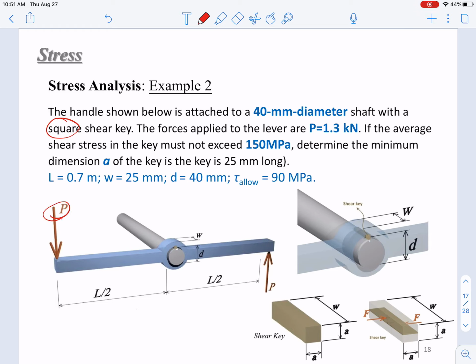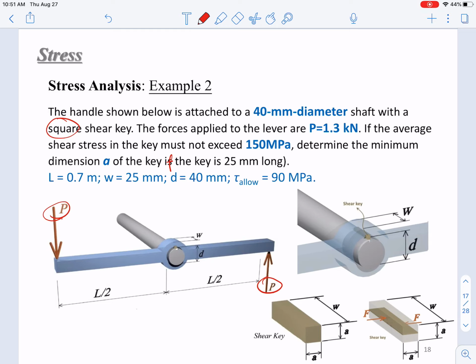We have two P's. Okay, so if the average shear stress in the key must not exceed 150 MPa, determine the minimum dimension A of the key if the key is 25 millimeter long. That dimension has been summarized here.